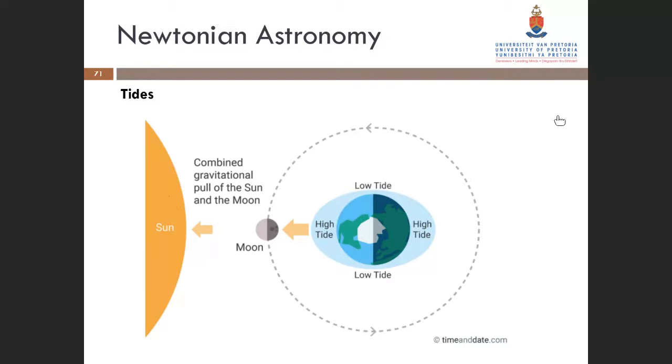From here we can see we have spring tides when the sun and the moon line up, then we get high tide, low tide, low tide.